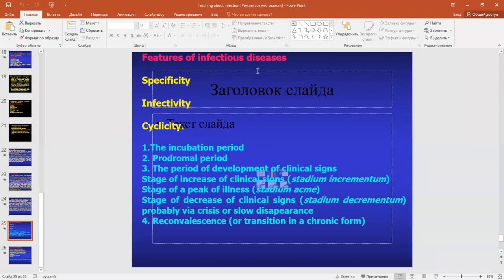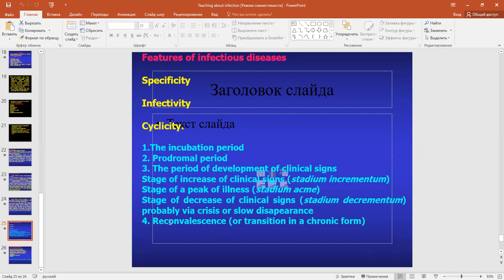the specific features of infectious disease. Specificity: every disease is caused by a certain causative agent. Infectivity means the patient is dangerous; microbes are spread from one patient to other people. And cyclicity: every infectious disease goes through an incubation period, then a prodromal period, then the period of development of clinical signs, then a stage of increase of clinical signs, a peak of illness, a decrease of clinical signs, and then probably via crisis or slow disappearance, and maybe a reconvalescence.